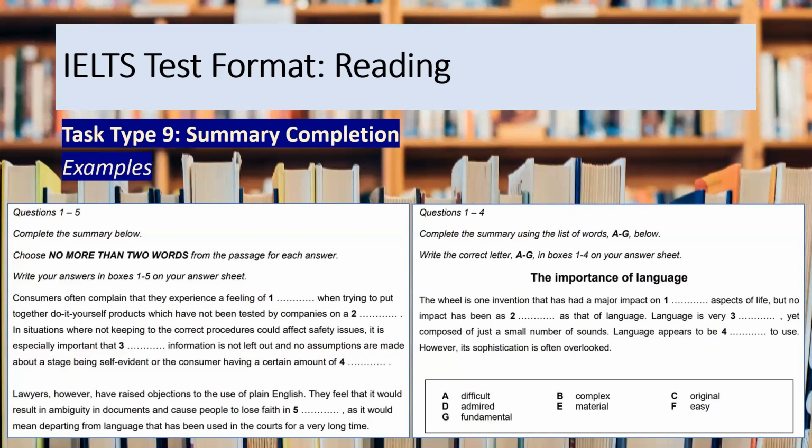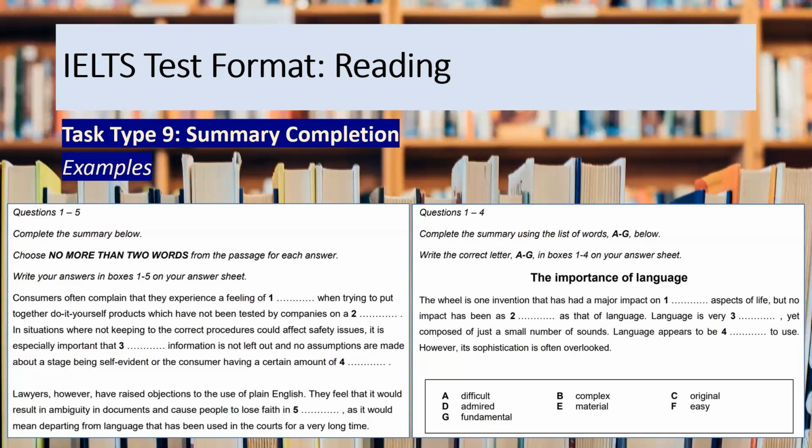So we should be keeping in mind these things as well, that in terms of parts of speech, what kind of word it is that we are going to write. This is one example of summary completion where the words are to be chosen from the text.